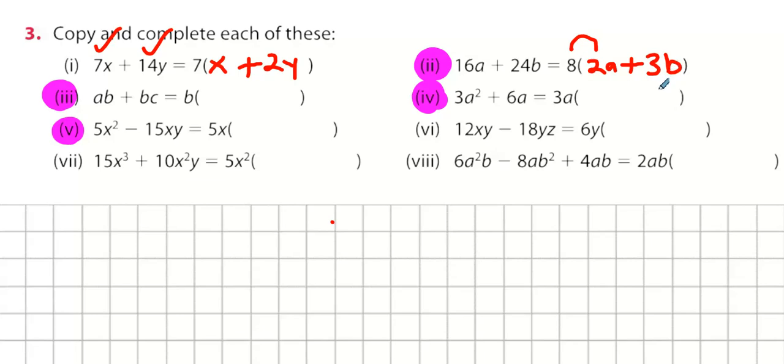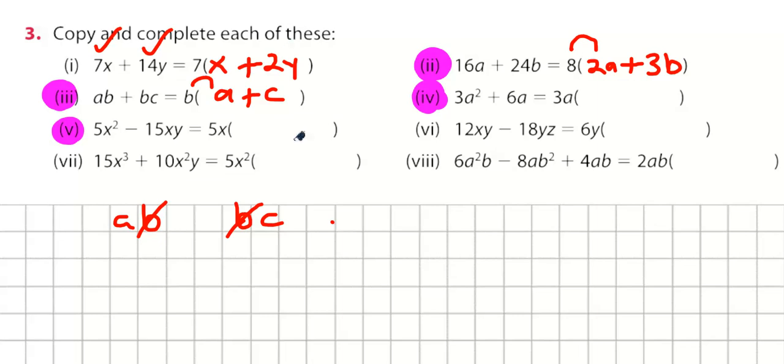Difficult, is it? All right. How about the next one? b multiplied by what gives you ab? What are we missing? So you have ab and bc. And what did you take away from it? You took out the b. So what's left over? a plus c. Because b multiplied by a is ab. b multiplied by c is bc.